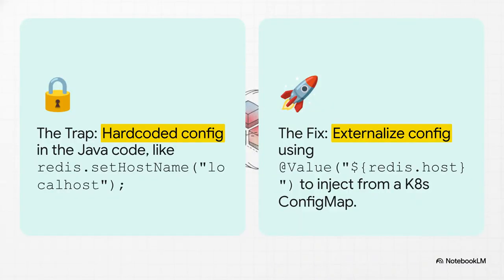So this is the mental shift you absolutely have to make. On the left, that's the trap. Hard coding localhost, because hey, it works on my machine. But that is never, ever going to work in Kubernetes, where your Redis has a proper service name like redis-service. The fix, on the right, is to externalize your configuration. You pull it out of the code and let Kubernetes inject the right value when the app starts up. This is like a fundamental principle for building apps that can run anywhere.